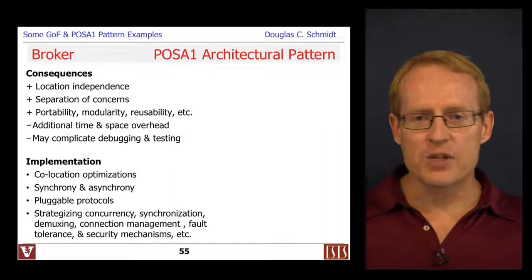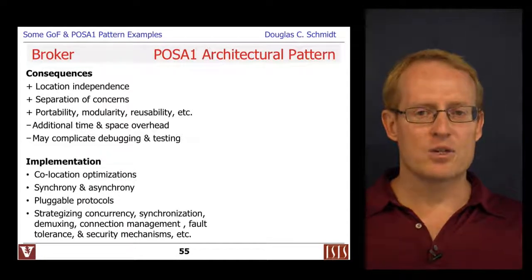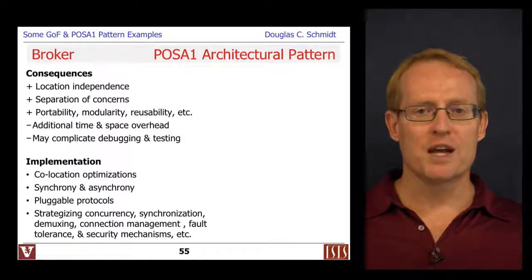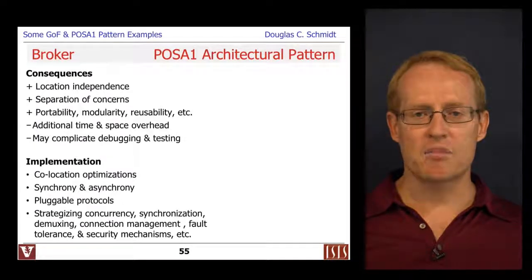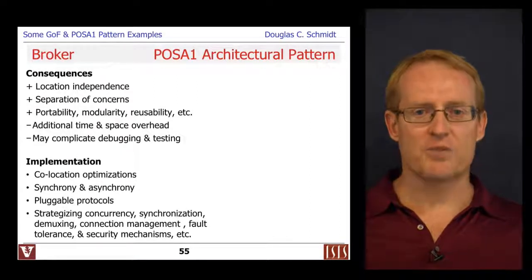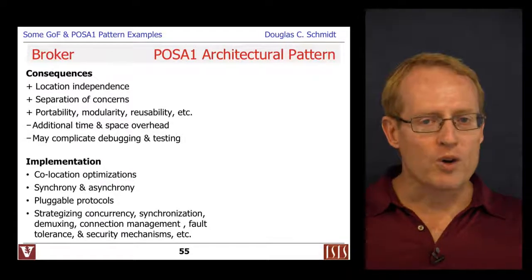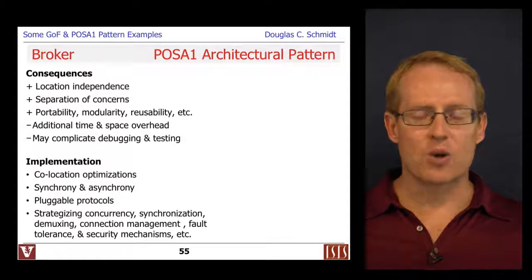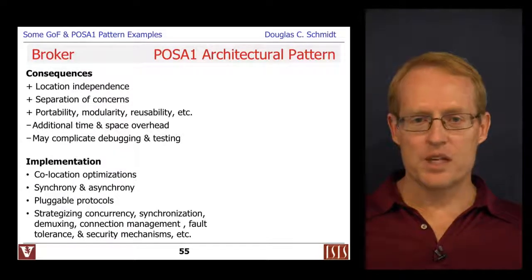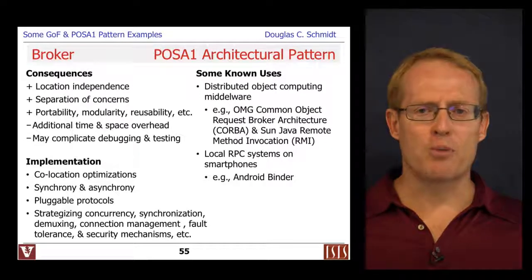There are also many issues from an implementation point of view in terms of how you strategize certain concerns or implementations or mechanisms of the broker itself. Do you support multiple concurrency models? Do you support multiple different strategies for synchronization, for fault tolerance, for connection management, for security, and so on? We'll cover these issues a little later in the course when we talk about pattern relationships and pattern sequences and pattern languages.